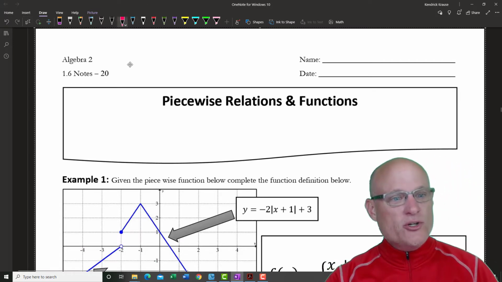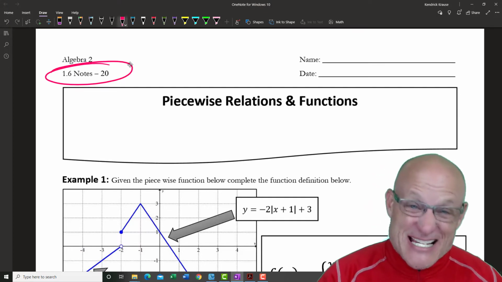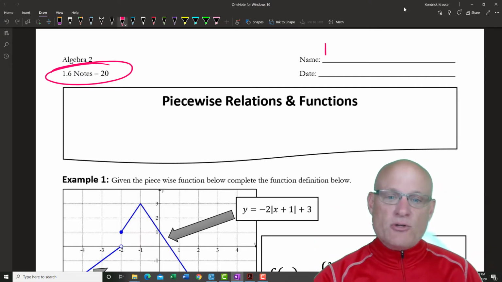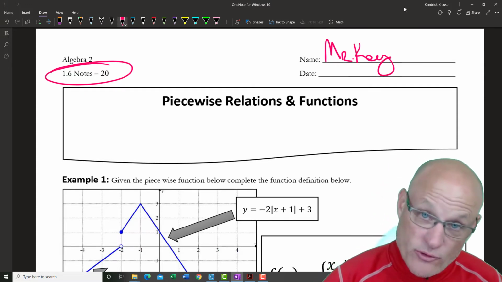You're here for Unit 1 of Algebra, Linear Relations and Functions. Day 6. My name is Mr. Krause. You can call me Mr. Krause, or you can call me Mr. Answer Key. These are your notes for Unit 6.